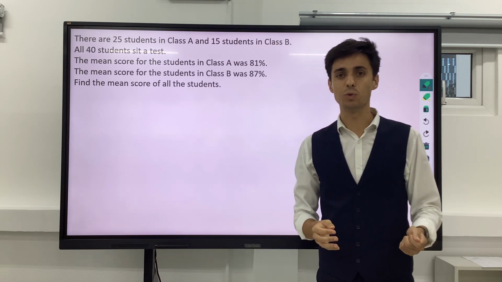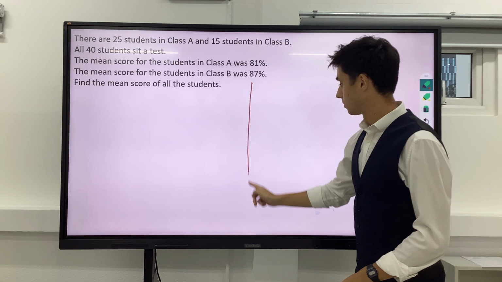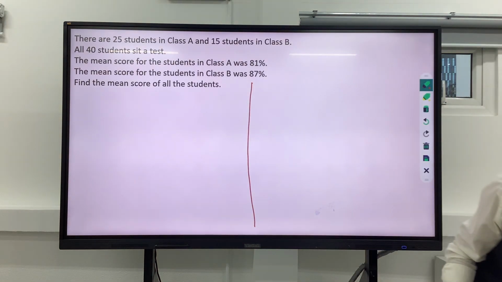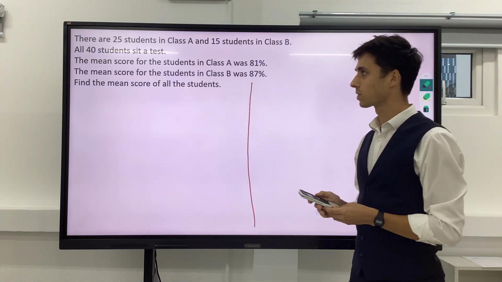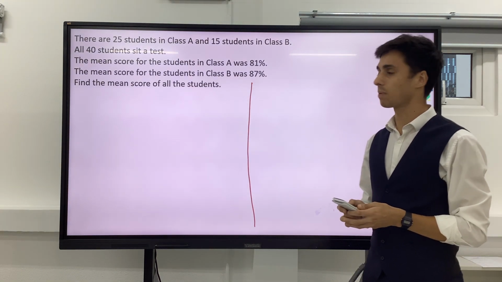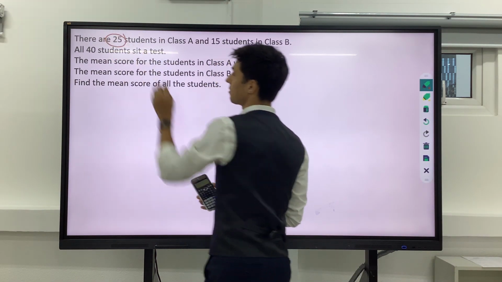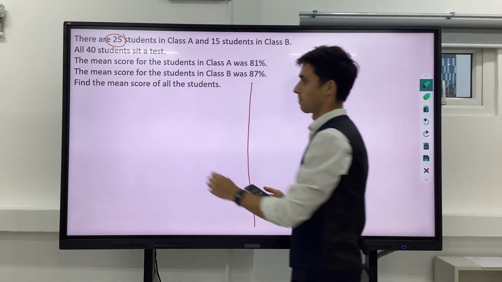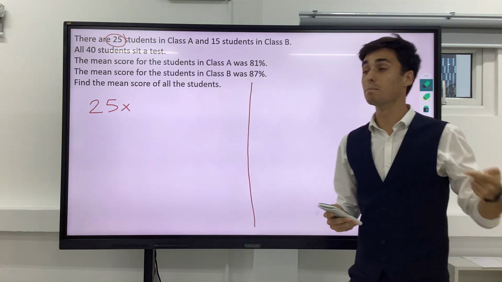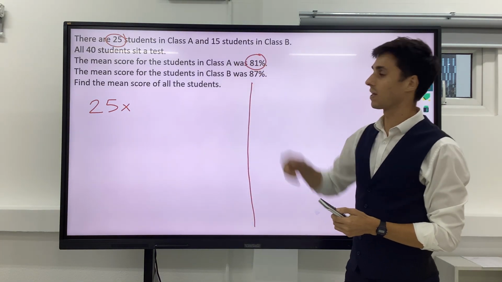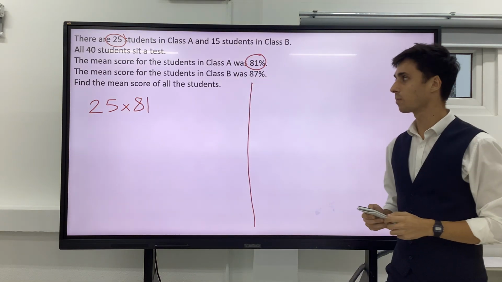Let me show you first of all the method I've seen people using in the past. So I'm going to split my board in half. You definitely need a calculator for this first method. The way I've seen people do this is by taking a kind of weighted mean approach like this. We've got 25 students in class A, so we would do 25 multiplied by the mean of class A. So that's this 81%. So we do 25 times 81.